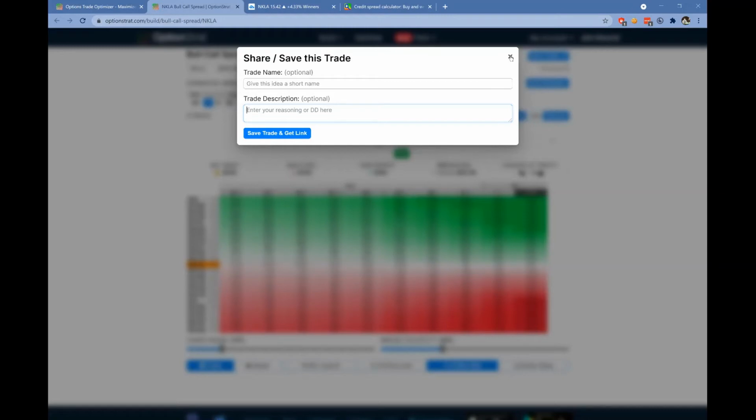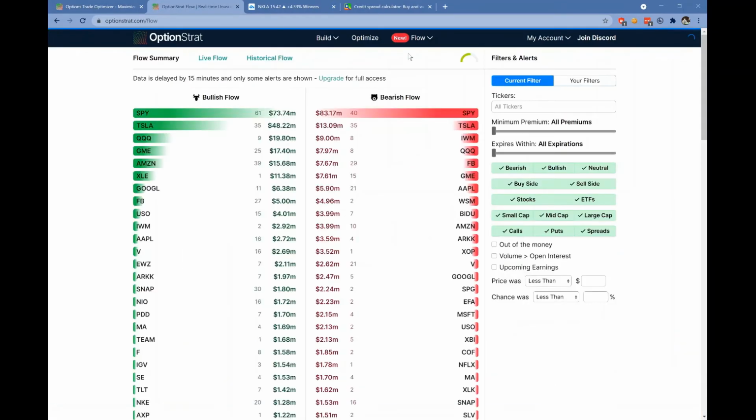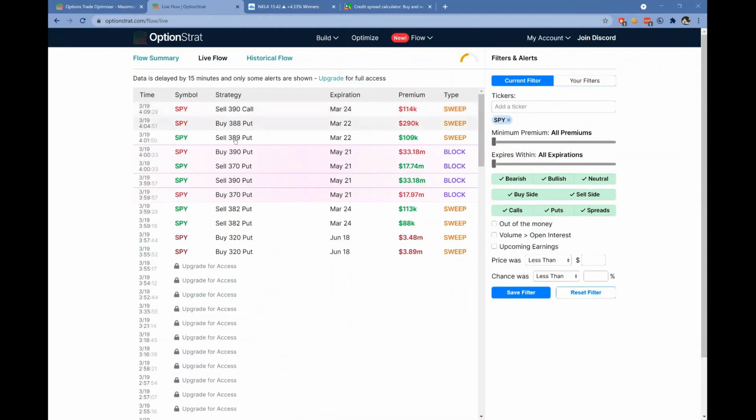A lot of the times what I'm going to do is just click on flow, click on the flow summary, and I'll see the kind of trades that people are making today. So this is today's trades and how much money is inside these trades. So these are trades that people made. If you click on the SPY, it'll show you the kind of trades that people made. So $150,000 to $300,000. So you can see what the big money is doing.